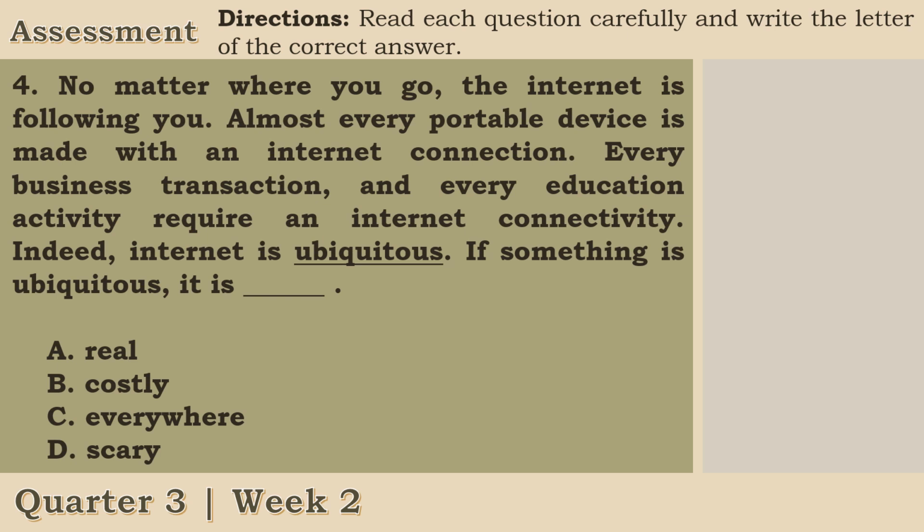Number 4. No matter where you go, the internet is following you. Almost every portable device is made with an internet connection. Every business transaction and every education activity requires internet connectivity. Indeed, internet is ubiquitous. If something is ubiquitous, it is blank. The underlined word is ubiquitous. What does it mean? A. Real. B. Costly. C. Everywhere. D. Scary.